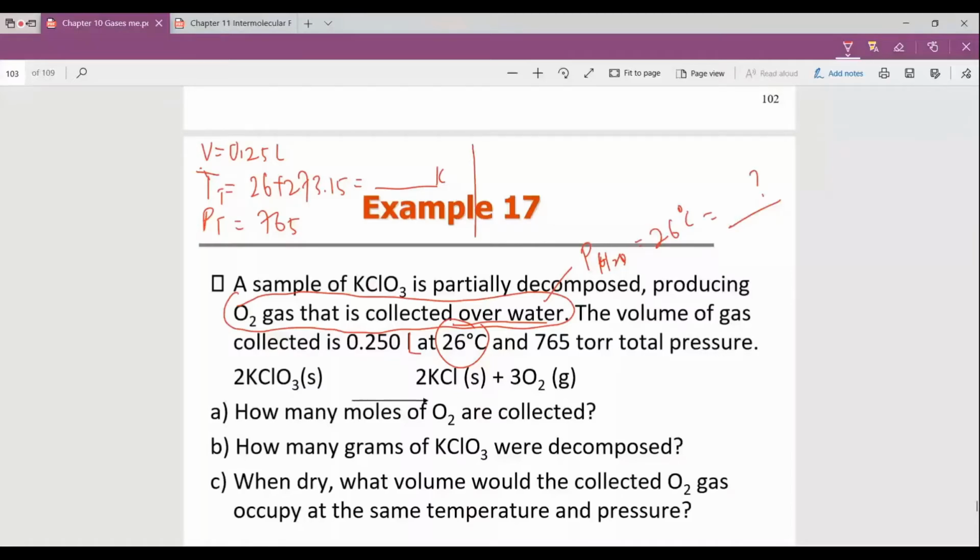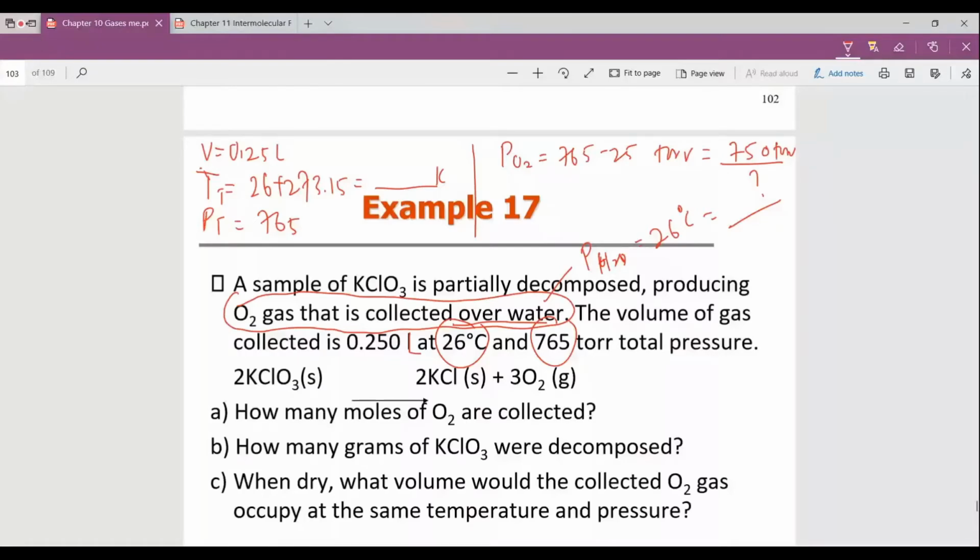If you search on the internet, you get the partial pressure of water at 25 degrees Celsius is 25. So for the pressure of O2, you need to minus it from the total pressure. 765 minus 25, you get the answer, 750. This is the partial pressure for O2. Okay, 750.